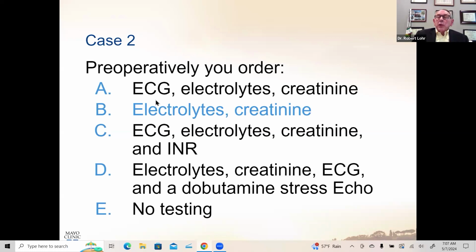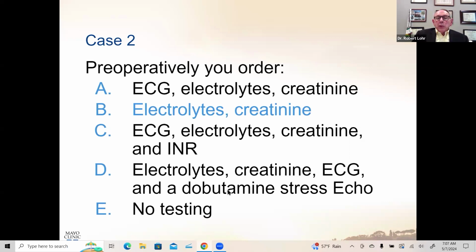Now, if there has been a change, obviously you do need to repeat it, and you may need to do some additional testing as well. She doesn't need an INR, although this operation can have a significant blood loss. She has no clotting history and had previous surgery without complications.